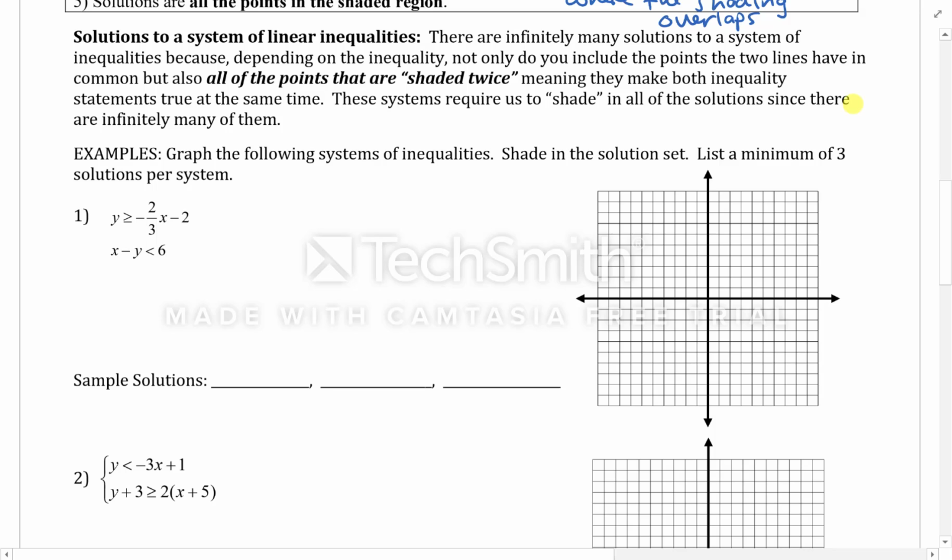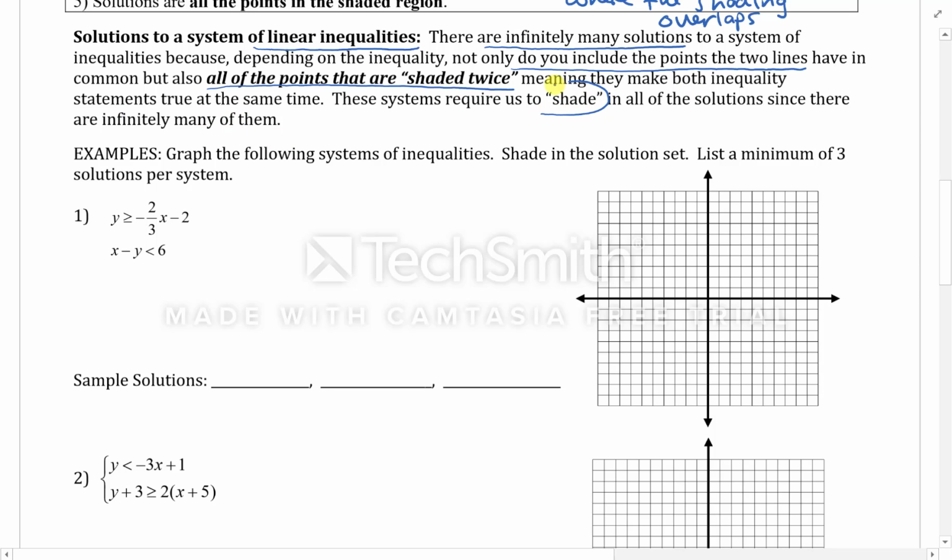And that is because in a linear inequality, there are going to be infinitely many solutions because not only do you include the points on the line or the 2 lines or the 3 lines or the points they have in common, but also all of the points that are shaded. And we consider shaded twice if you had to shade for 2 different lines. All the points that are shaded twice are considered solutions to the system because they'd make both inequalities true, which is what this says right here.